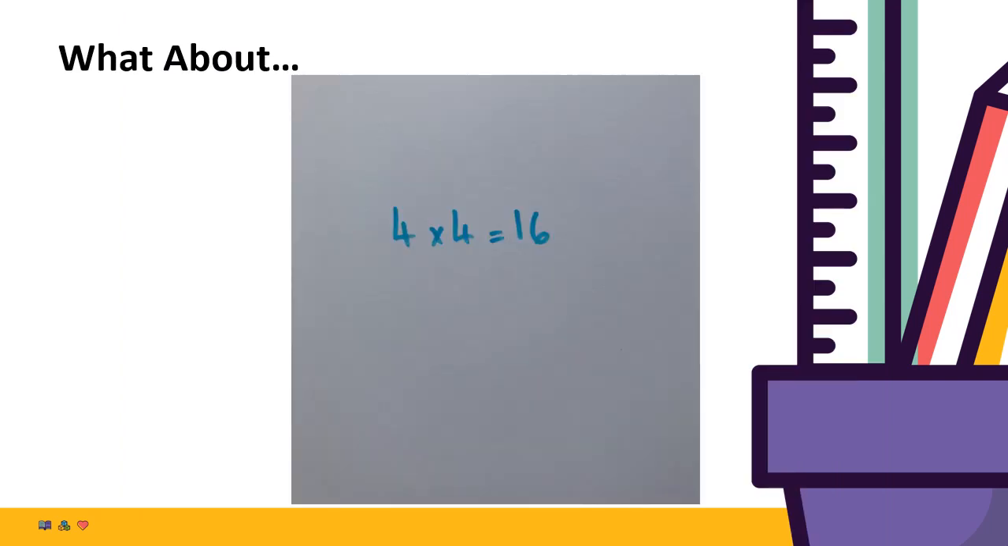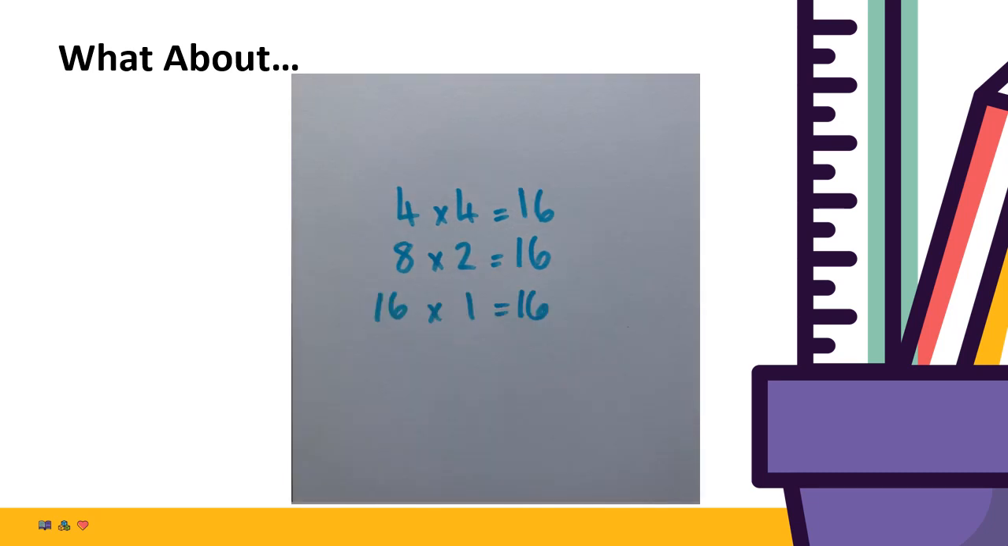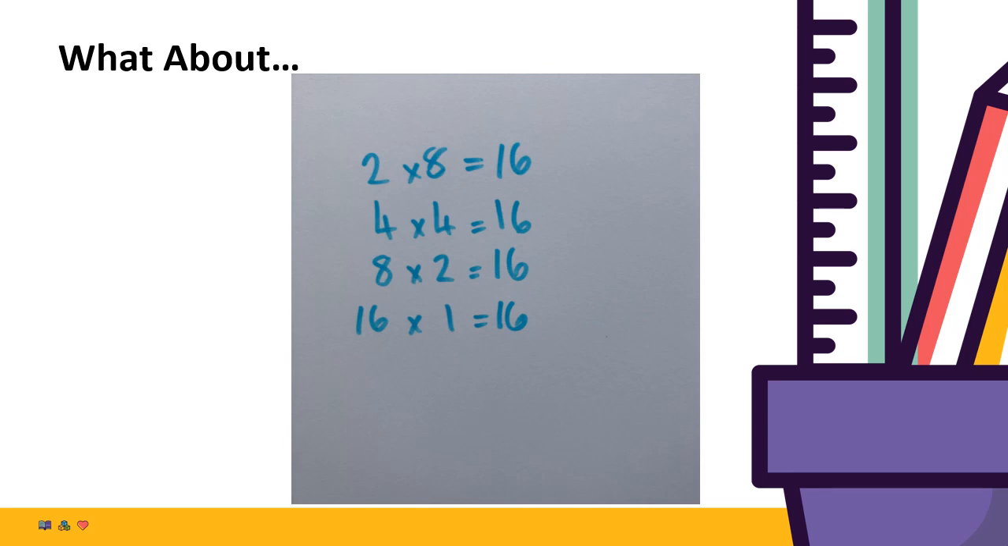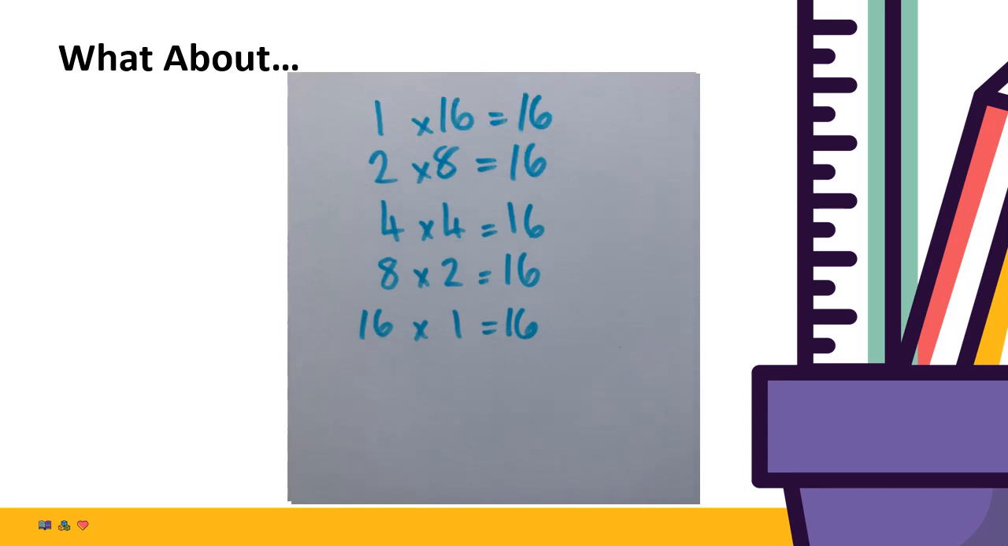If I know that 4 multiplied by 4 is 16, what else can I work out? I know that 8 multiplied by 2 is 16, 16 times 1 is 16, 2 times 8 is 16, and 1 multiplied by 16 is also 16.